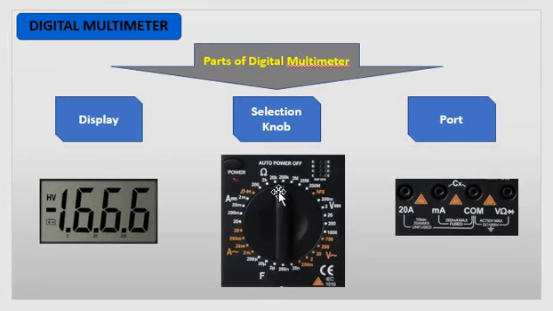If you have to measure the resistance, then you have to put the knob at 200 or 20, depending on what the predicted value of resistance will be. Accordingly, you can set the knob, or you can set the knob initially at the minimum position. If you do not get the display, you can go on changing the knob position, and at some position of the knob you will get the display, and accordingly you can read the value of that measurement.